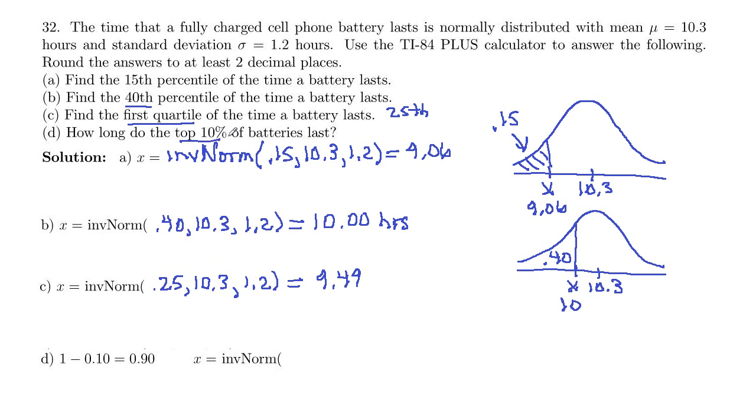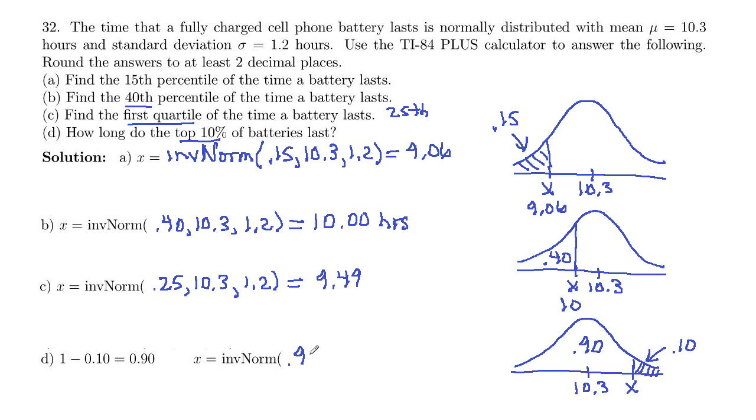How long do the top 10% of the batteries last? So top 10% is saying 10% are above that value. So 10.3 in the middle. And we've got some time over here, x, where 10% are above. So that area right there is 0.10. Now, if you don't have the menu, you need left area. Well, 1 minus 0.10 is 0.90. So that's this calculation here. That's the left area.